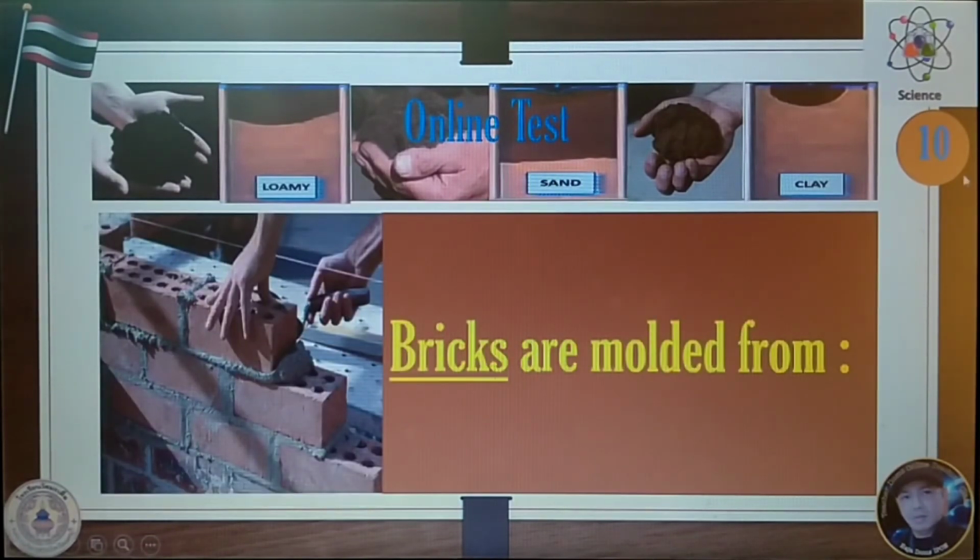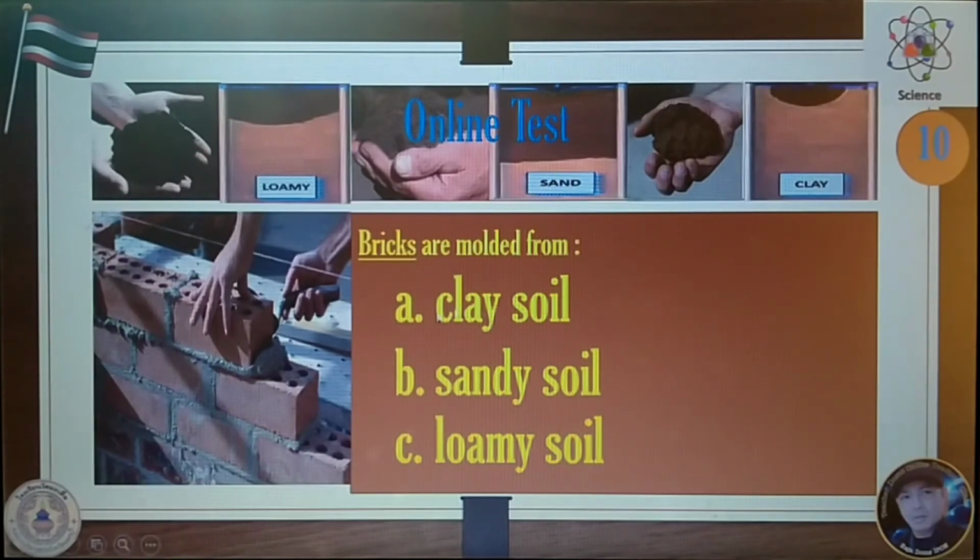Online test 10. Bricks are molded from A. Clay soil, B. Sandy soil, C. Loamy soil.